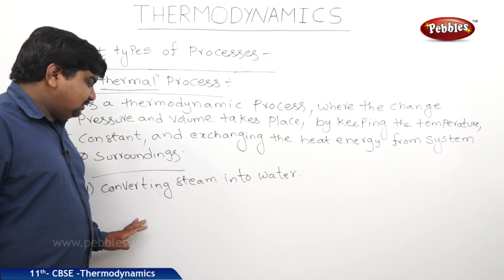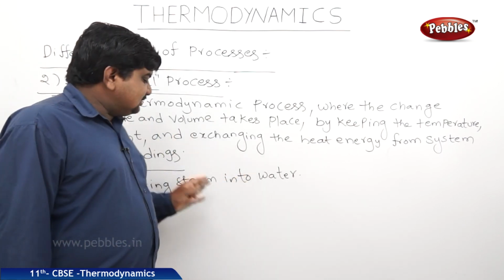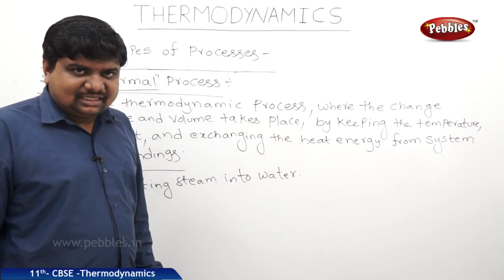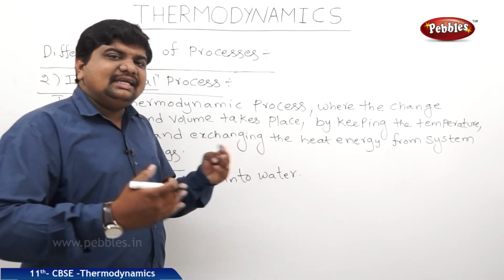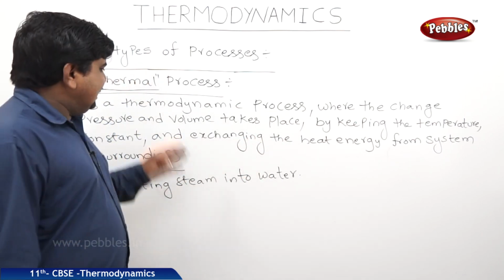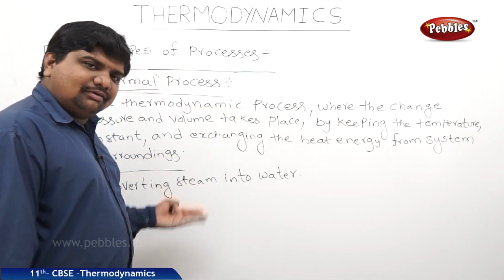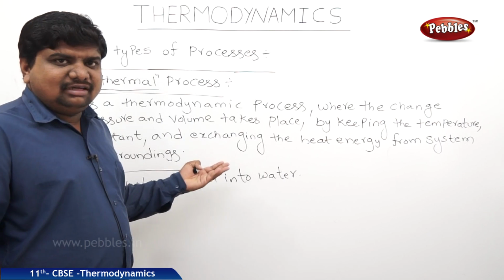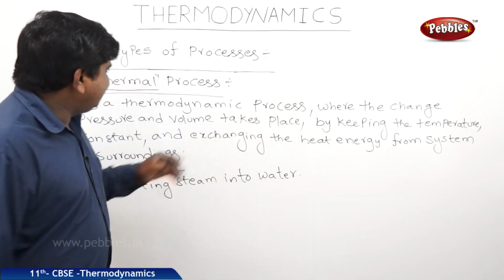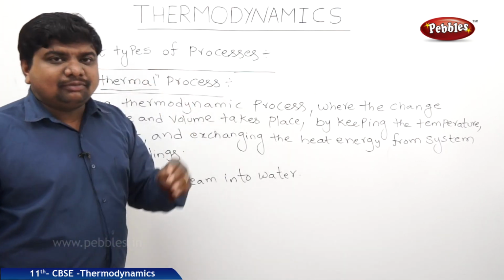When the steam is converting into water, then it loses some temperature. This loss in temperature will be exhausted in the form of heat energy to the surroundings. Then system and surroundings will maintain the constant temperature. So in this process, its pressure and volume automatically change. Because steam is converting to water, automatically there will be changes we will see in volume and pressure. Like this, we can define the isothermal process, which is one of the thermodynamic processes.